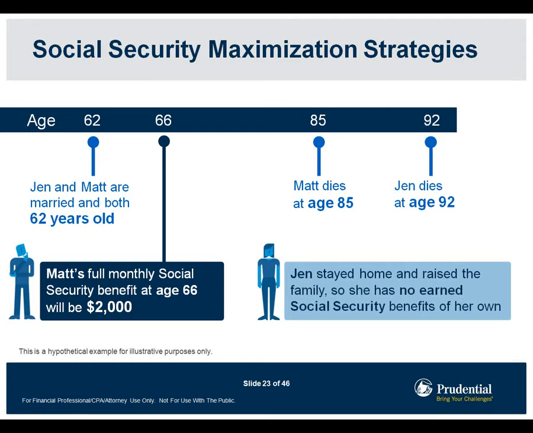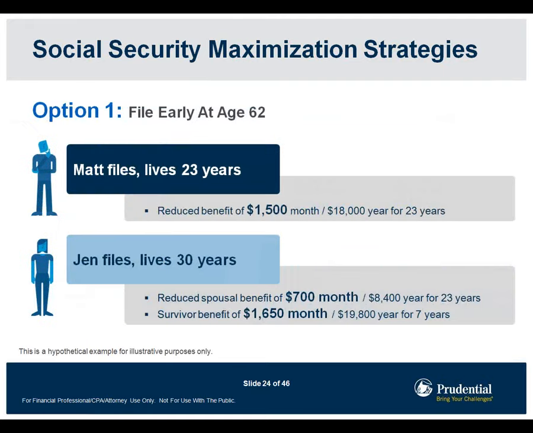Again, there's a 50% chance that one of the two spouses will live to age 92. So we'll have Jen living till age 92. Okay, option one. When Matt turns age 62, he files for benefits. Again, half the Americans do just this. So instead of him receiving his full benefit of $2,000 a month, he'll receive $1,500 a month.